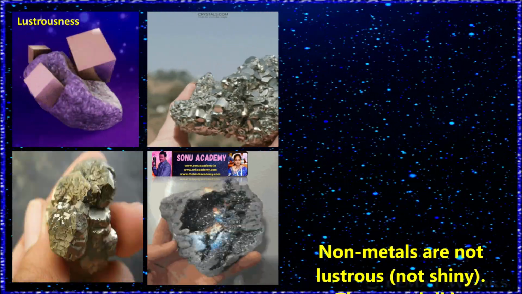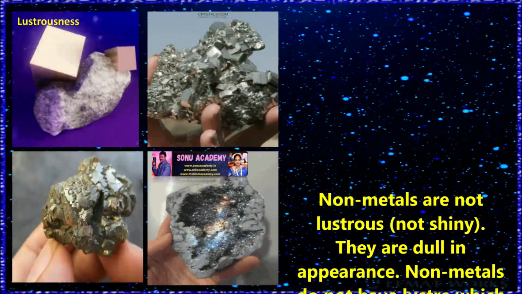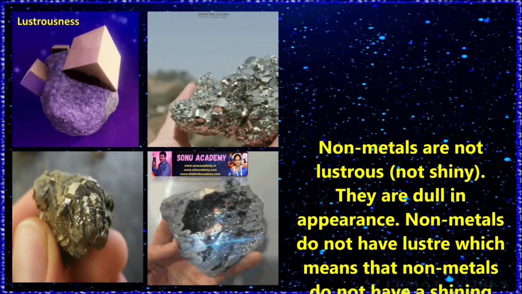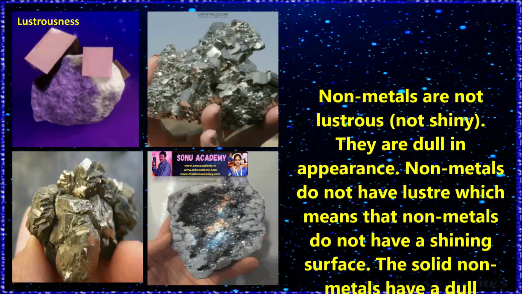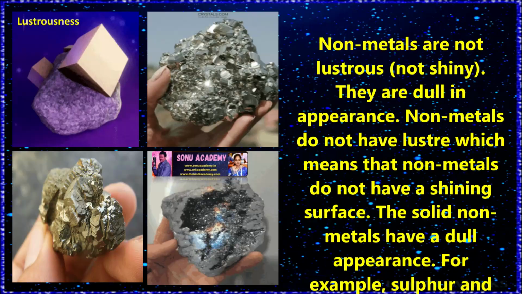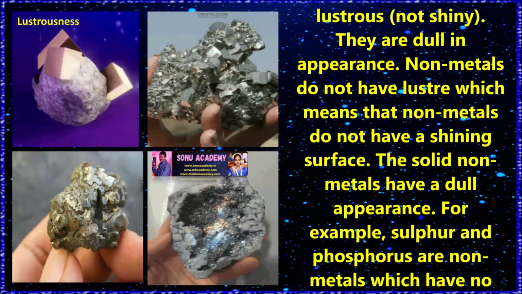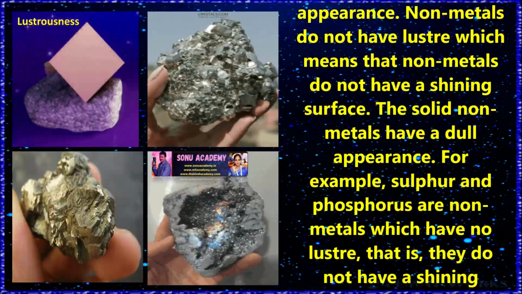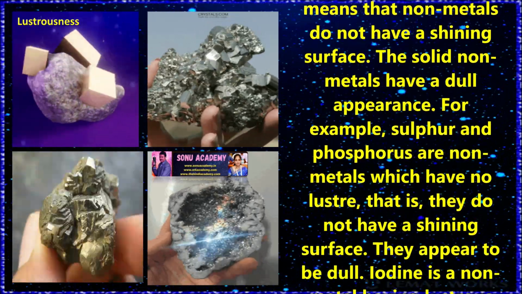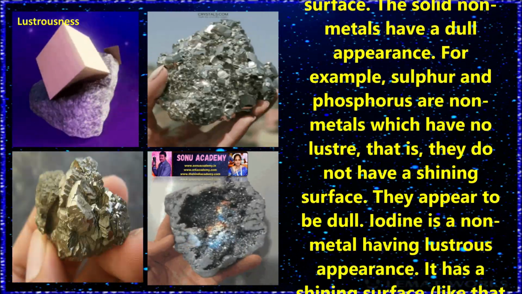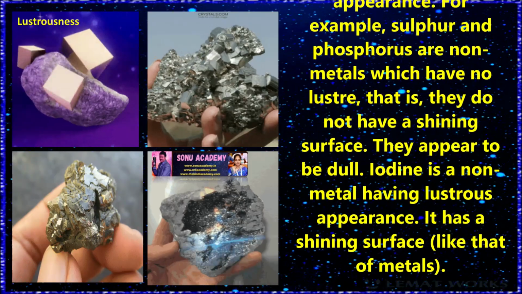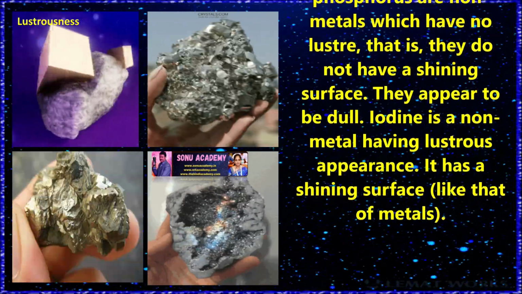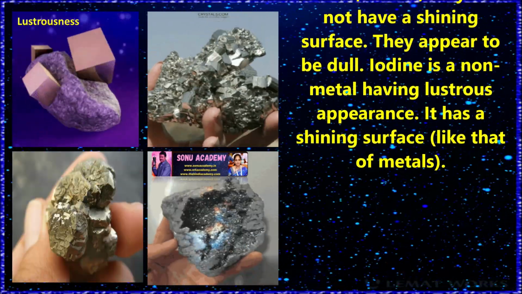Lustre. Non-metals are not lustrous, or not shiny. They are dull in appearance. Non-metals do not have luster, which means they do not have a shining surface. The solid non-metals have a dull appearance. For example, sulfur and phosphorus are non-metals which have no luster, that is, they do not have a shining surface; they appear to be dull.